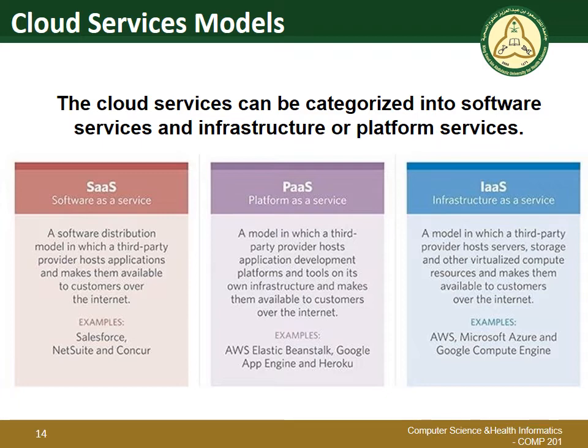The third one is infrastructure as a service, which is a model in which the cloud provider provides host servers, storage, and other virtualized computer resources, and makes them available to the customer over the internet. One of the most famous is Amazon Web Services, okay, that provides a virtual server, for example, or a virtual machine for you. You can access it over the internet. You will have a PC, for example, just virtual from a distance, right, and then you can do whatever business you have. So this is at the level of infrastructure.